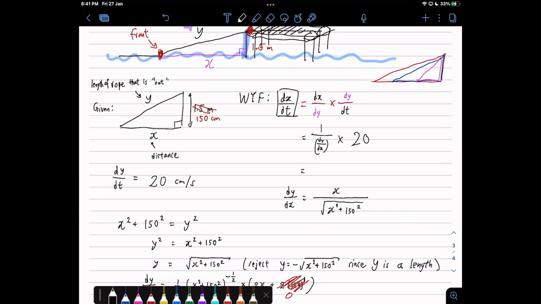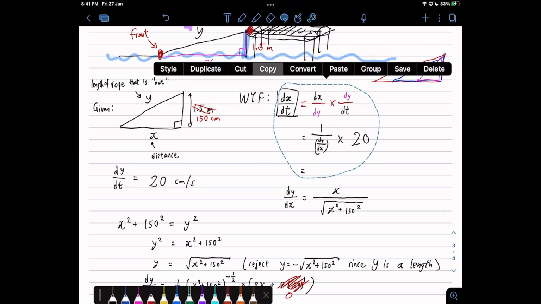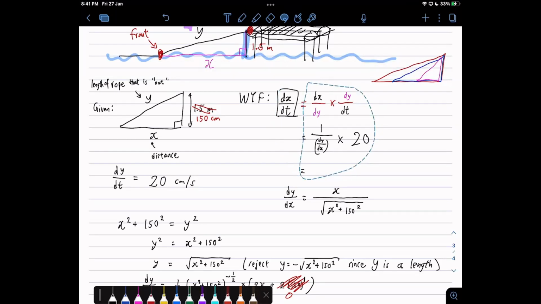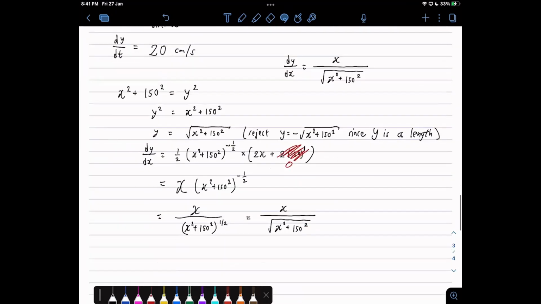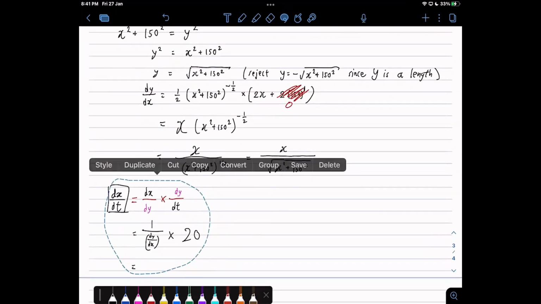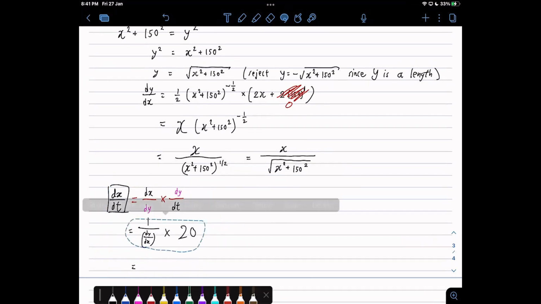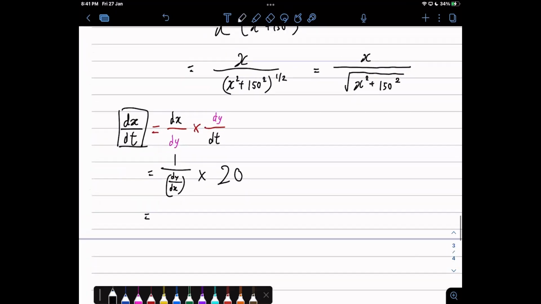Yeah. Right. So that means this is actually, this is getting very messy. Let me just copy the working and erase the rest. I'm going to do the working below here. Yeah, so you just take the reciprocal, which becomes square root x square plus 150 square over x multiplied by 20. Are we done?